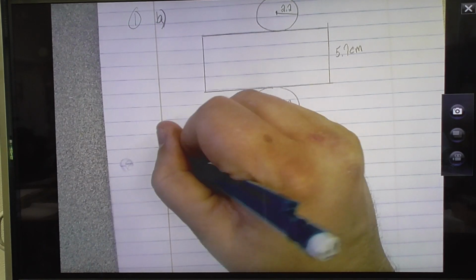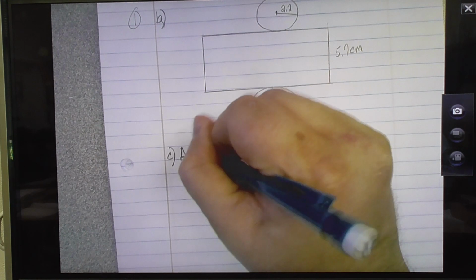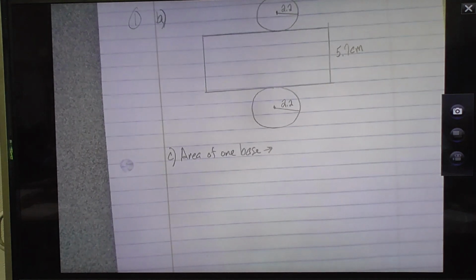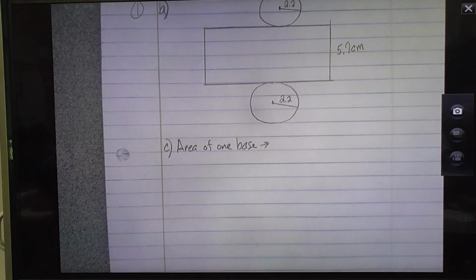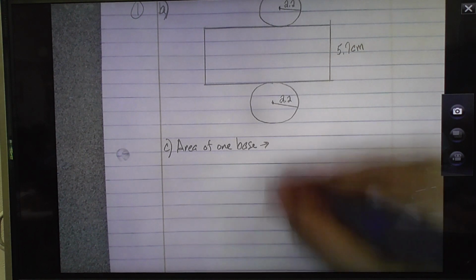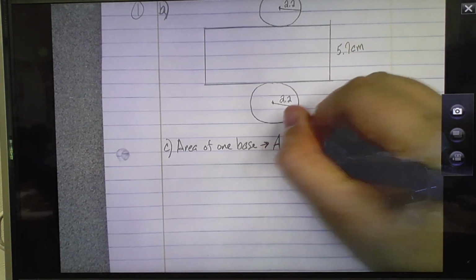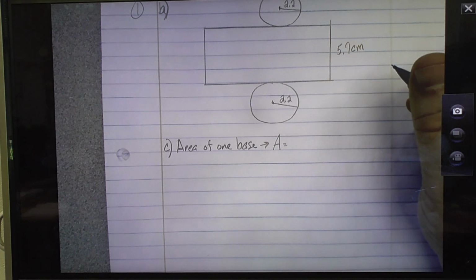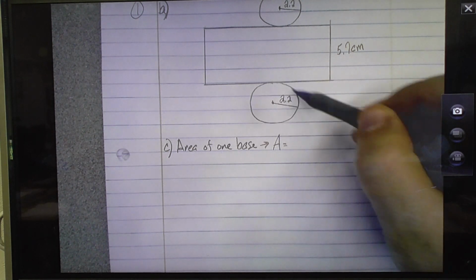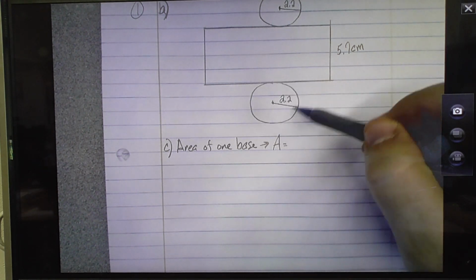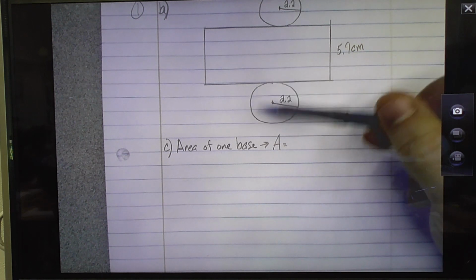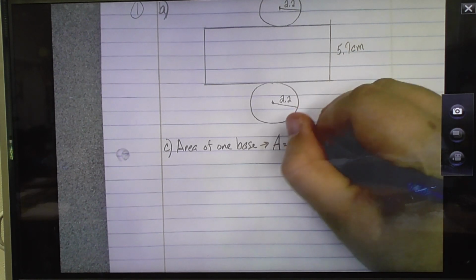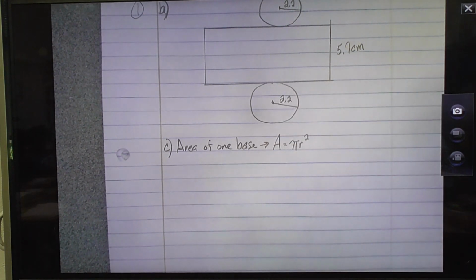So the first thing I'm going to do is find the area of one base. How do we find the area of one of these bases? No, circumference isn't area. Circumference is how much it is going around that. I don't want to know how much it is around. I'm not building a fence around this circle. I want to know what's on the inside. So how do we find the area of a circle? Pi r squared.